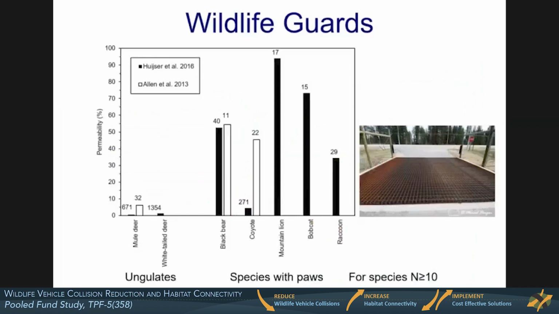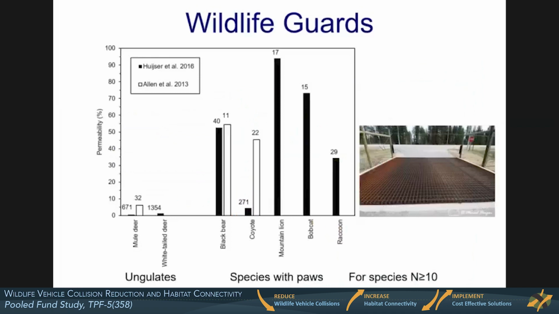This graph relates to a specific design that we tested here in Montana. The design is modified bridge grade material, picture on the right. And if we first focus on the graph, the two species on the left-hand side, it's mule deer and white-tailed deer. The vertical axis is the permeability of these wildlife guards in allowing animals to access the road. We want this permeability to be very low, because if they do access the road, it is bad. This is where they can be hit by traffic.